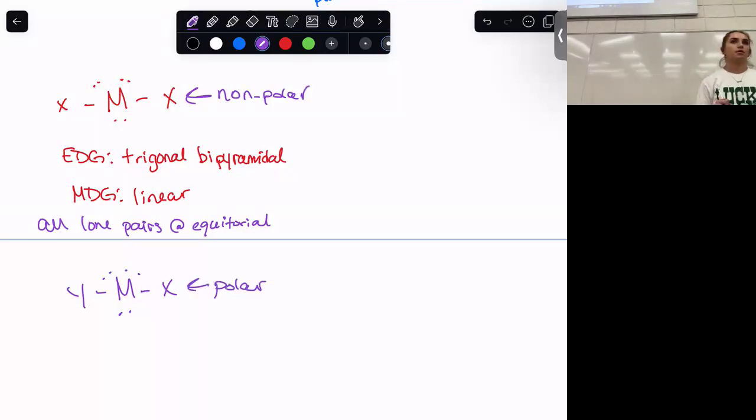With linear, even though it has two different types of bonds, it would still be nonpolar. So if it had a single bond and a double bond, we said that there was also resonance. So does it actually look like a single and double bond? It's actually going to be the average of the two, so they would be the same. So it would be nonpolar.